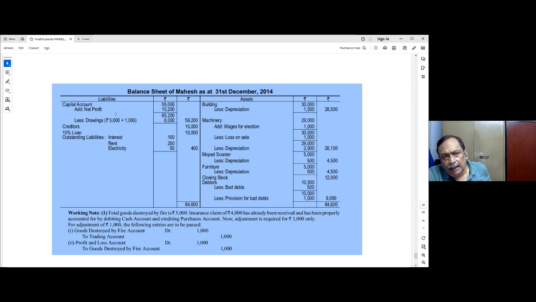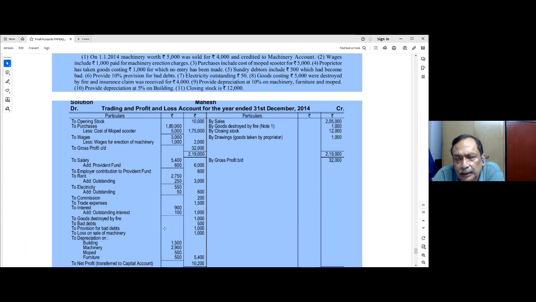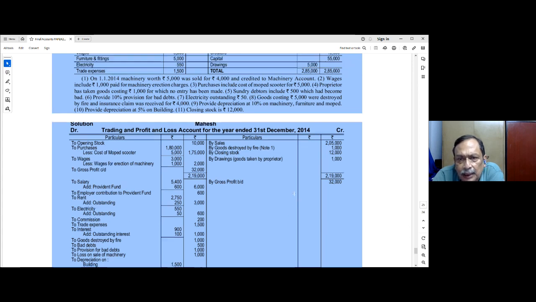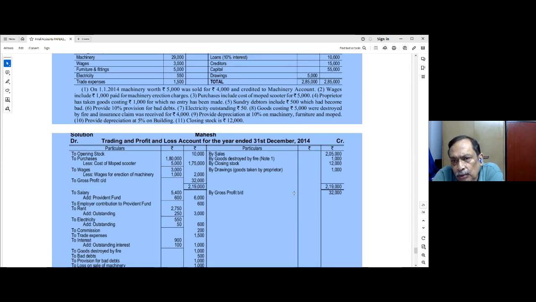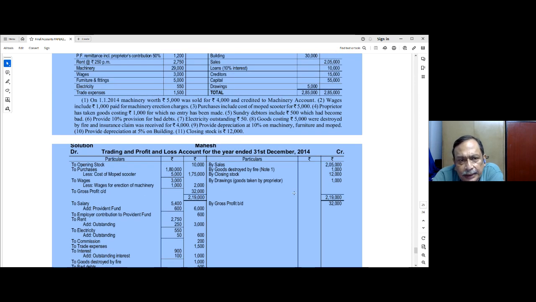Then, on the liability side, we have the capital account. Then we are adding net profit. Then we are deducting drawings. You see, we have taken 5,000 plus 1,000. Goods taken by proprietor, 1,000. That is non-cash drawings, in the form of goods. So it is to be included in your drawings, and the same is credited to the trading account.